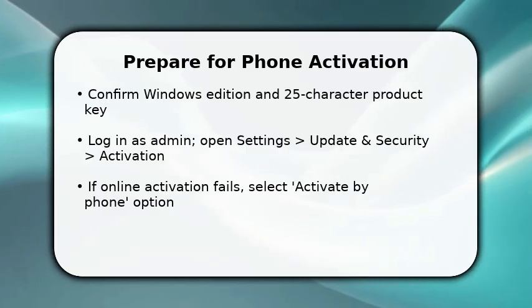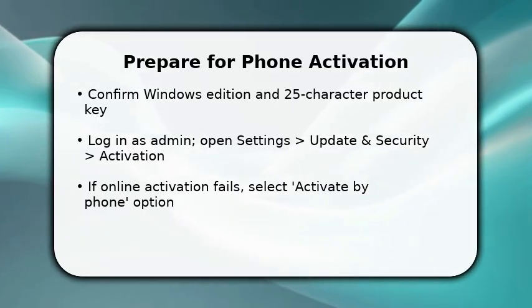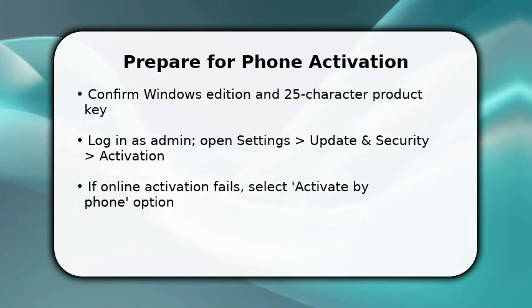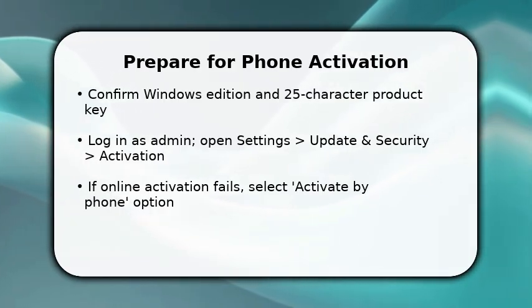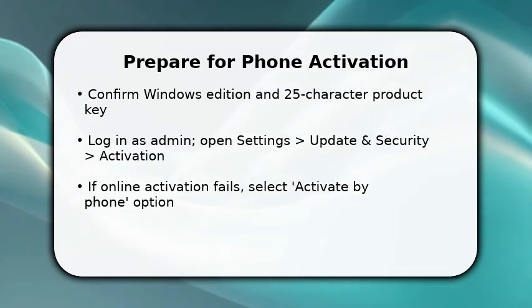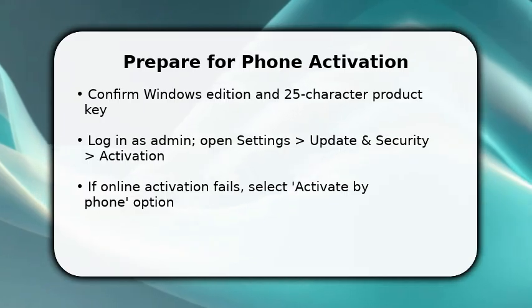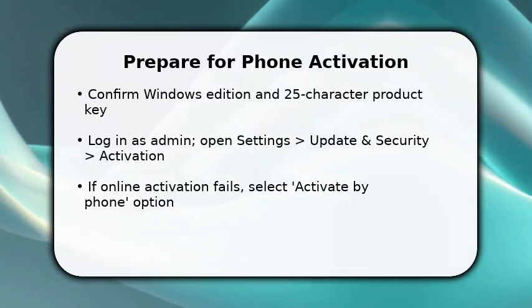You start by confirming your Windows edition and having the 25-character product key ready. This is required for voice or automated entry. Once done, make sure you're signed in as an administrator and open Settings, then Update and Security, then Activation. If online activation fails, choose the Activate by Phone option now.